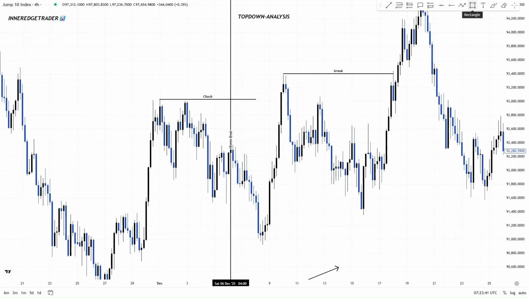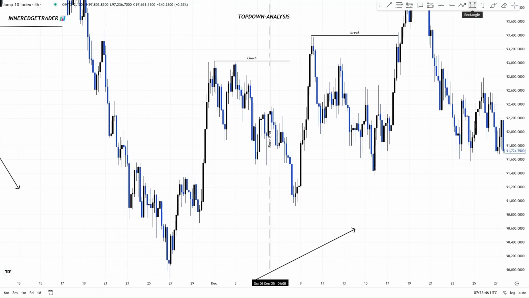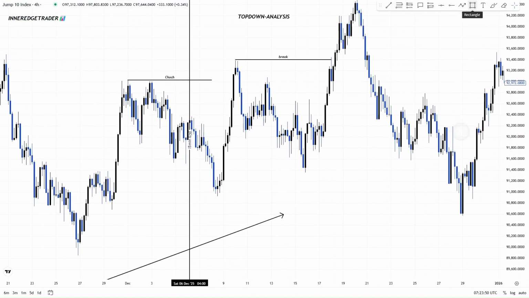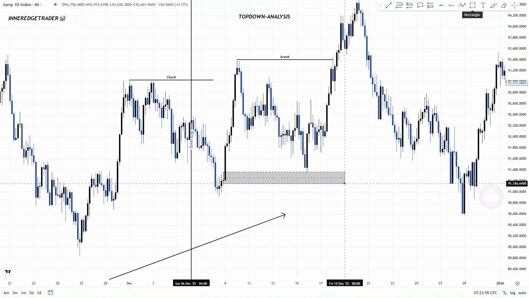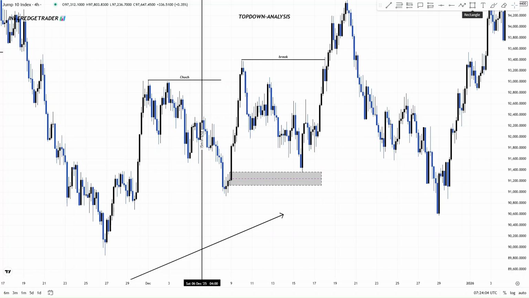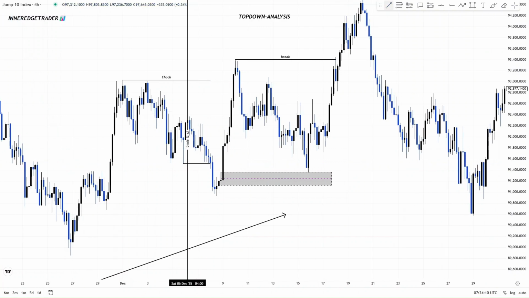So as you can see, after our change of character, you can notice another block that formed right below, after the sweep, followed by a fair value gap.